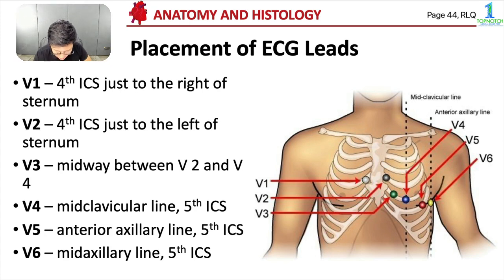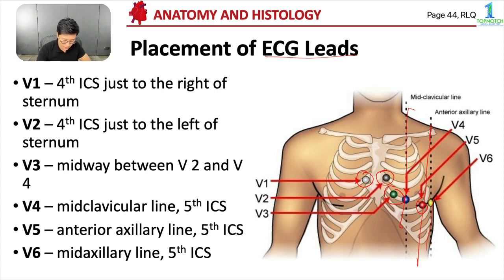So for the placement of ECG leads, your V1 is just right of the sternum, your V2 is at left of the sternum, your V3 is midway between V2 and V4, your V4 is at the midclavicular line, your V5 is at the anterior axillary line, while your V6 is at the mid-axillary line.